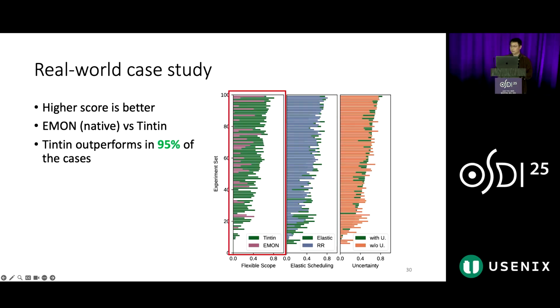The results are shown in this figure. Each bar in this figure indicates the prediction score of the model. So the higher score means more accurate prediction results. So higher is better. First, we compare Tintin with the original profiling tool used by Pond called EMON. EMON is a profiling tool developed by Intel. Among the 100 test runs, Tintin outperforms EMON in 95% of the cases.